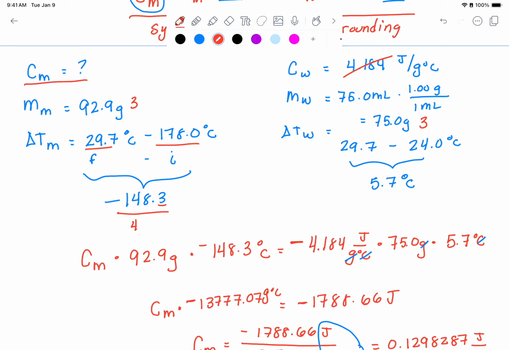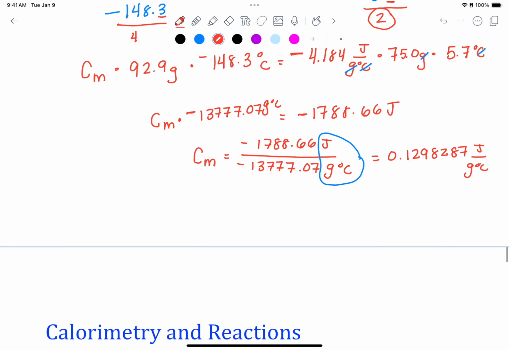And then when I do my delta T of water, since we're doing addition subtraction, we have to keep our tenths place. So that would be here, meaning that 5.7 has 2 significant figures. So our final answer needs to have 2 significant figures. So this would be 0.13 joules per gram degrees Celsius. And that is our final answer for that problem.